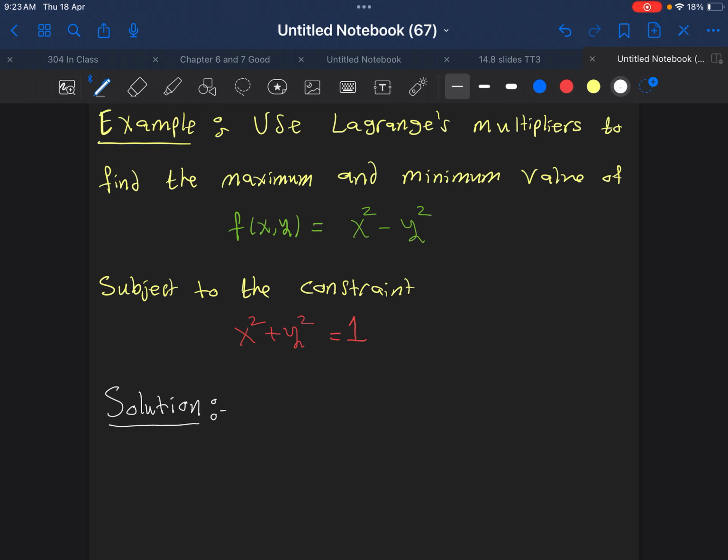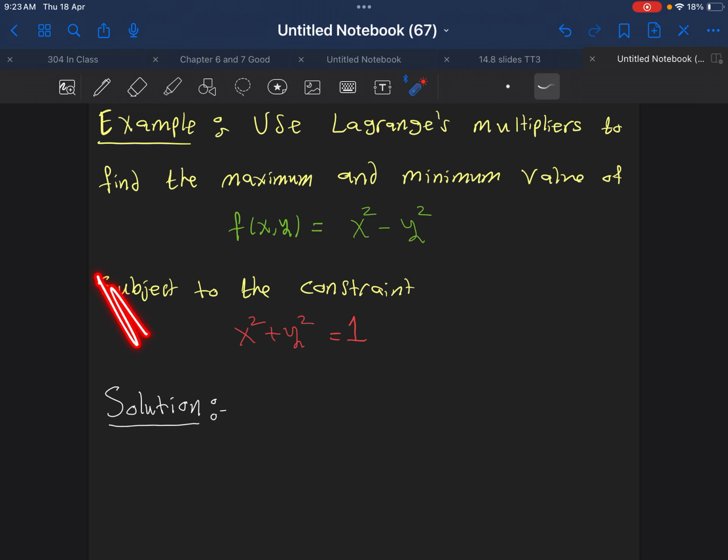So in the first example, we will use Lagrange multiplier to find the maximum value and the minimum value for the function f of x, y equal x squared minus y squared, but it will be subject to the constraint that x squared plus y squared equal to 1. So once we have a constraint, Lagrange multiplier will be useful.